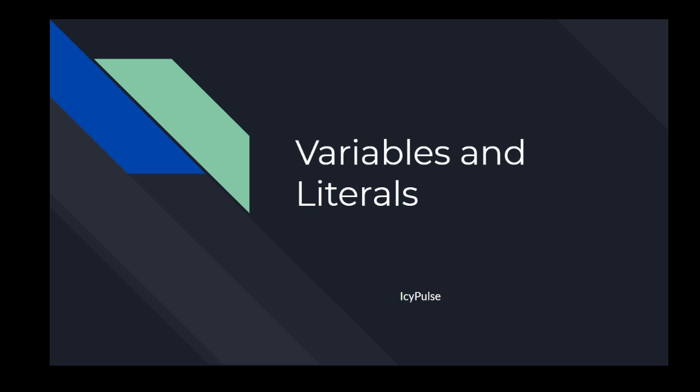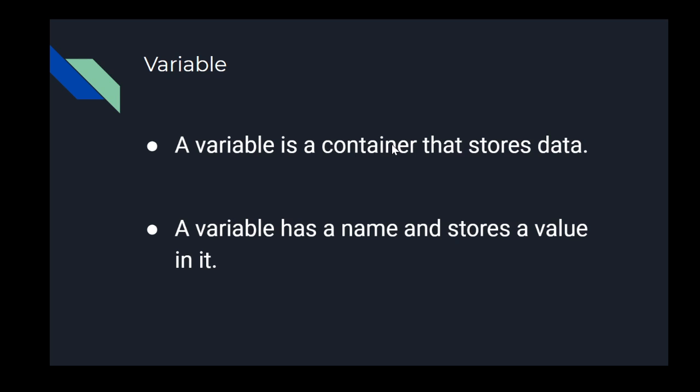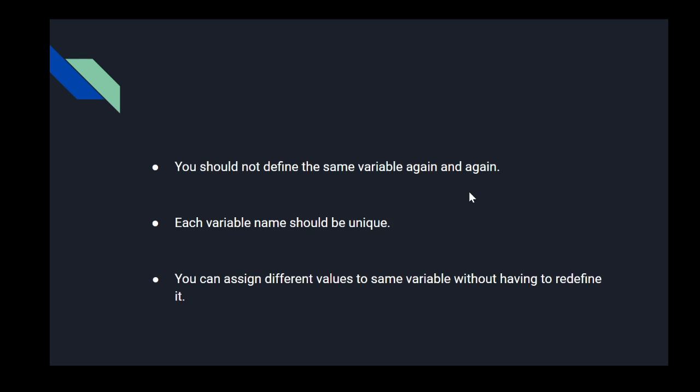Today we're talking about variables and literals. What is a variable? A variable is a container that stores data. For example, you can use the variable x that can contain 5 or 7. A variable has to have a name and stores values in it. If you want to think of a variable, think of a container, and then put something in the container, and that's what a variable does.